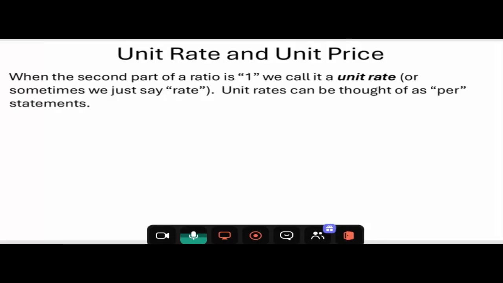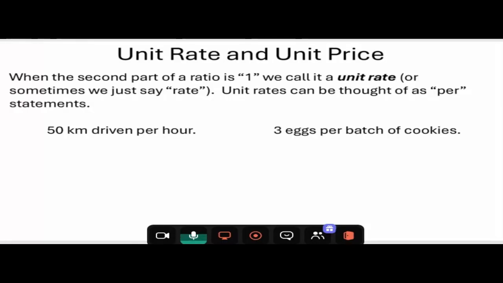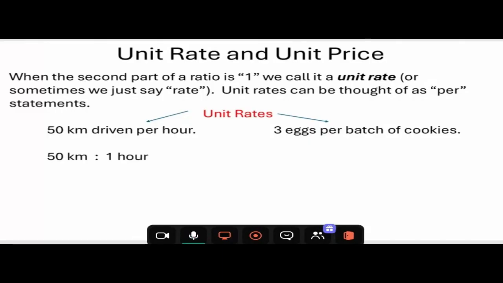So you can think of unit rates as per statements. So what do I mean by that? 50 kilometers driven per hour. Well, you can write that as a ratio. Those are unit rates already. We could write it as a ratio of 50 kilometers to 1 hour. And 3 eggs per batch, we can think of as 3 eggs to 1 batch of cookies.